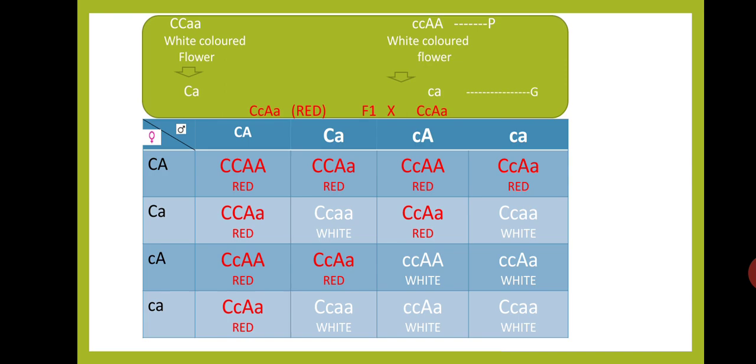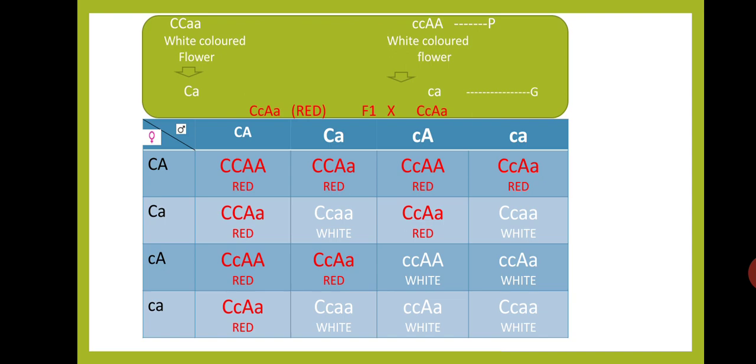One red colored plant and another red colored plant form 4 types of gametes each, and these 4 types of gametes are crossed to form 16 offspring. Out of 16 offspring, 7 are white colored and 9 are red colored flowers. That's why this explanation shows that 9 are red colored flowers formed from this crossing, and 7 are white colored flowers.